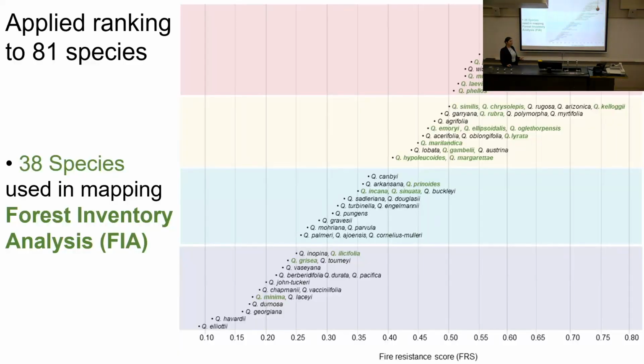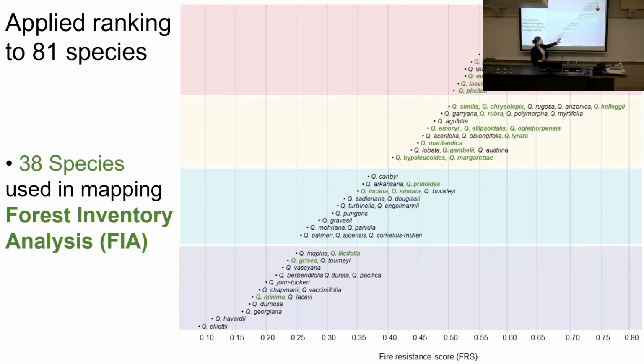Then we went ahead and applied these rankings to the 81 species that we were able to have data on in the United States. And we also have those species highlighted in green, which are our 38 species that we use in our forest inventory mapping analysis. So we have the fire resistance scores shown from the low end here to the higher end.